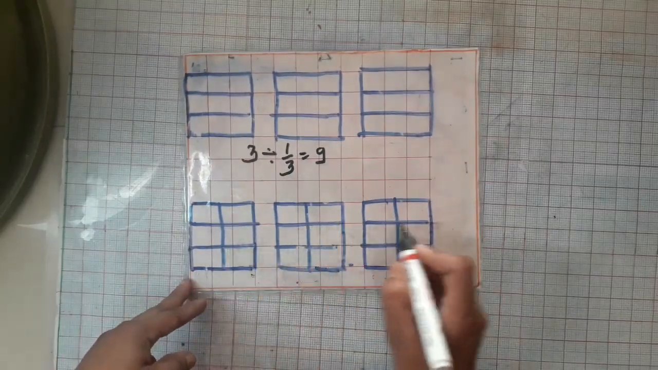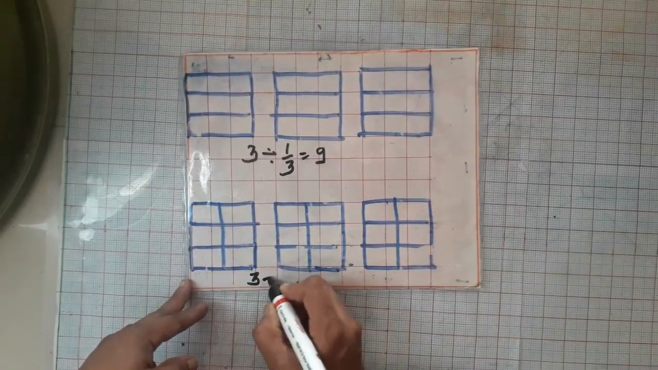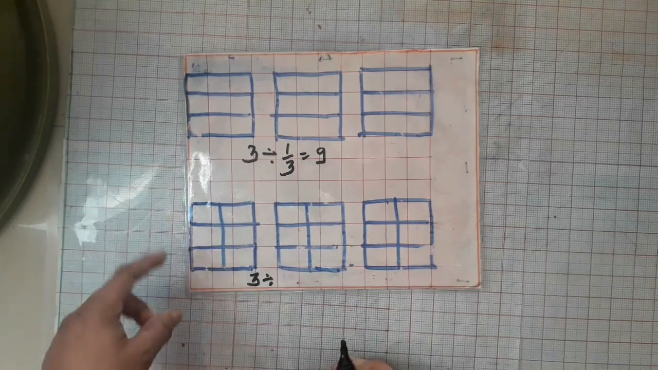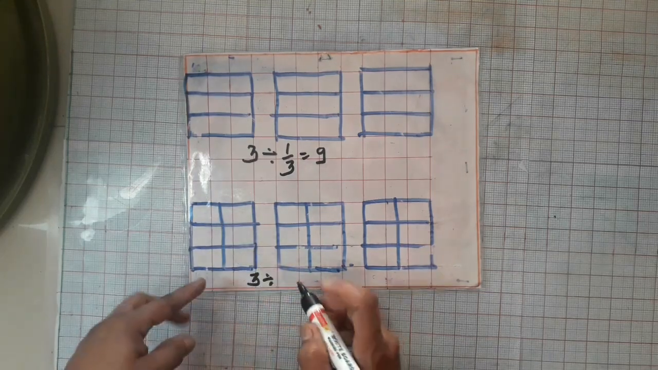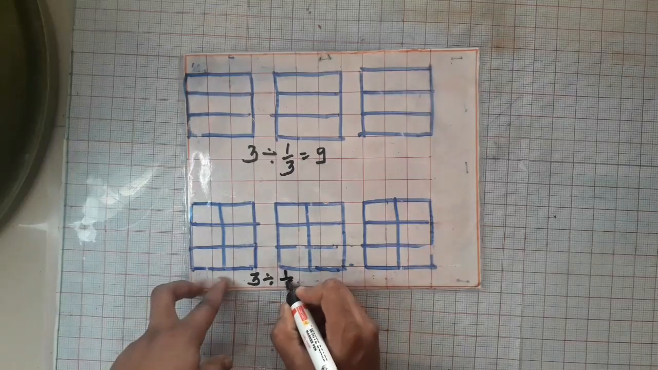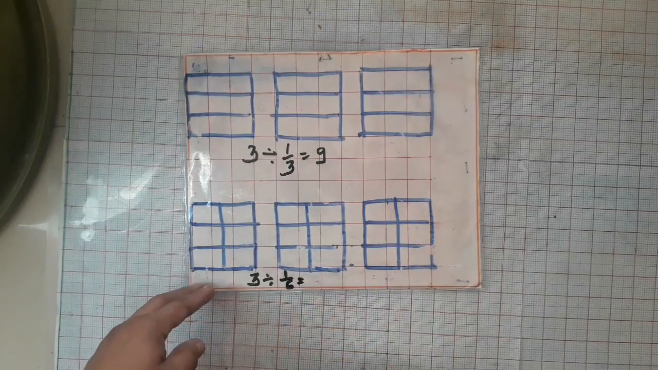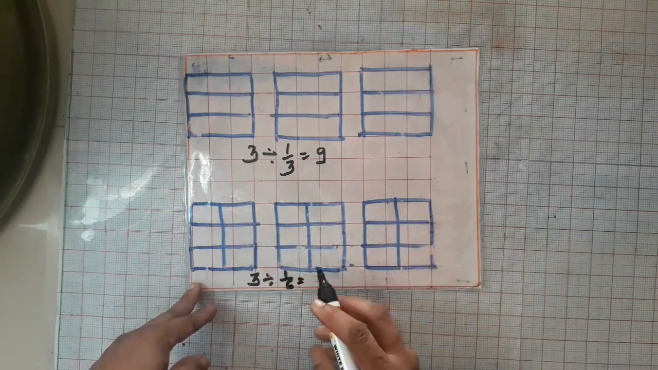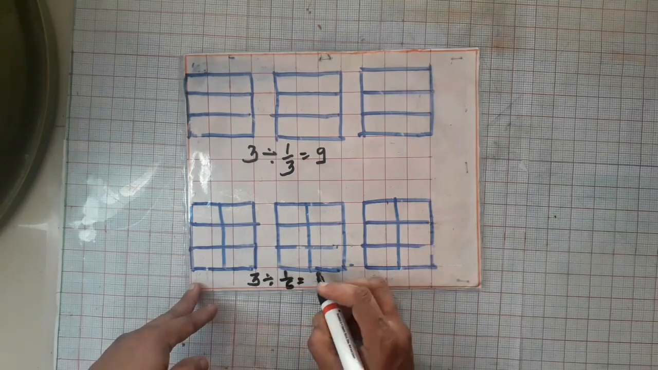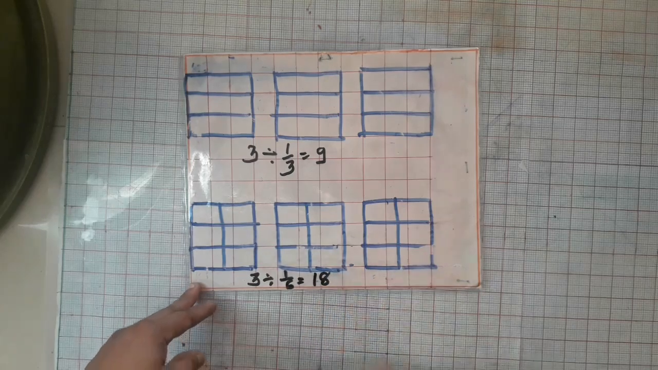What will be this one? That is 3 figures are divided into how many equal parts? 1, 2, 3, 4, 5 and 6 equal parts. So 3 divided by 1/6 is equal to how much? So here how many parts do you have? That is 18.